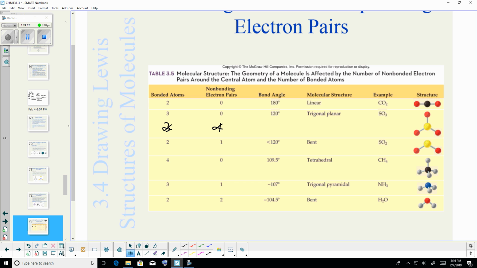Down here, four bonded atoms, no lone pairs, it's tetrahedral. Three bonded atoms, one lone pair, it's trigonal pyramidal. Two bonded atoms, two lone pairs, it's bent. Notice this bent is a little less than 120. This one is around 104, because those lone pairs push on the other ones a little bit harder than if they're attached.